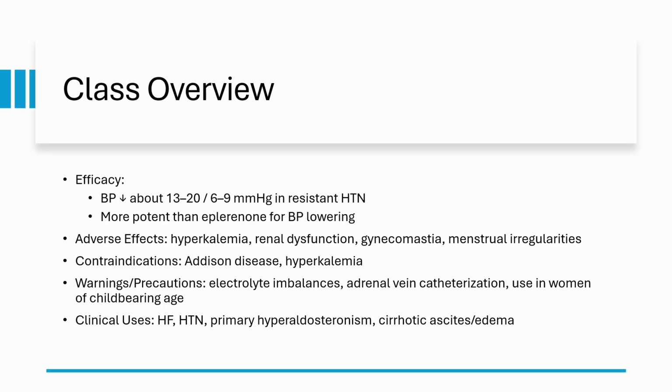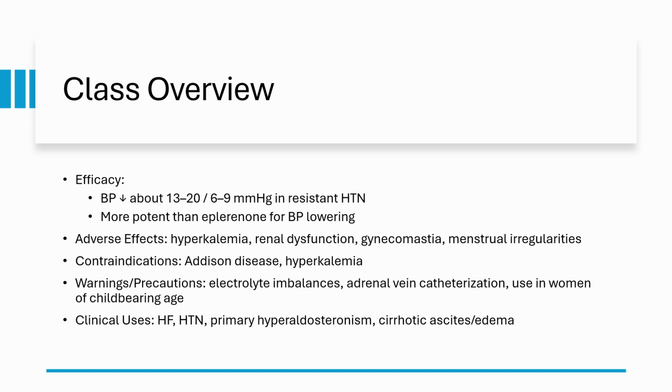Spironolactone is more potent than eplerenone at lowering blood pressure on a milligram for milligram basis. Spironolactone has been shown to reduce office systolic blood pressure by approximately 13 to 20 millimeters and diastolic blood pressure by 6 to 9 millimeters of mercury compared to placebo.